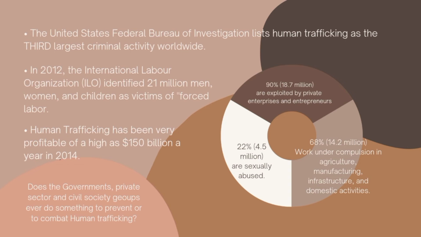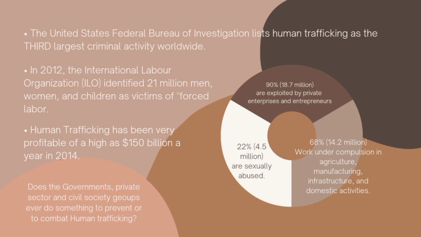So in 2012, the International Labour Organization or ILO identified 21 million men, women, and children as victims of forced labor. If we say forced labor, it means people who are forced to work. As you can see in the chart on the right side, 90% or 18.7 million people are exploited by private enterprises and entrepreneurs. If we say exploited, it means people are used in an unfair or selfish way. And then 22% or 4.5 million people are sexually abused, and 68% or 14.2 million people work under compulsion in agriculture, manufacturing, infrastructure, and domestic activities.